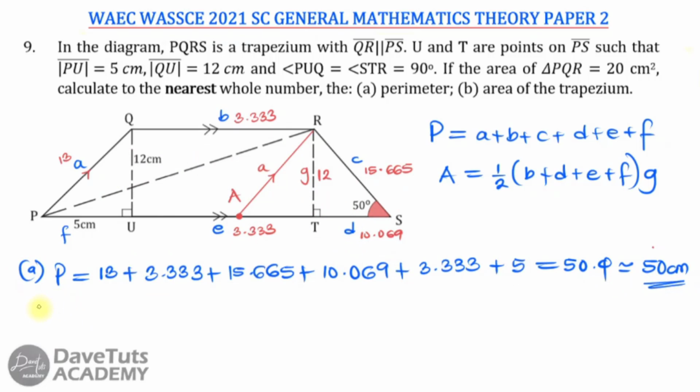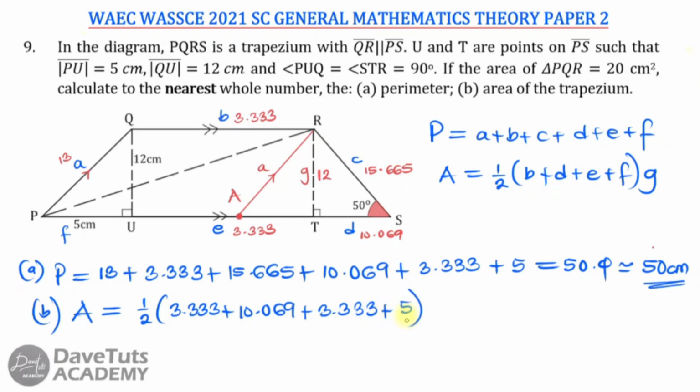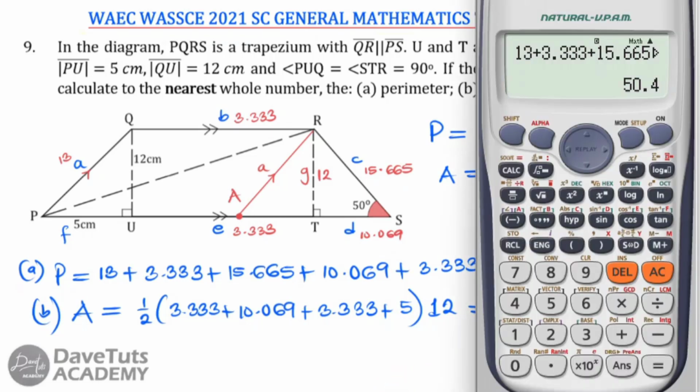Okay, quite interesting. And then in the second case, we are saying that the area of that trapezium is nothing but half multiplied by the addition of the parallel sides, which is QR and PS, that we have found to be B plus D plus E plus F. So we want to put that B is 3.333 plus D is 10.069 plus E is 3.333 plus F, that is 5, multiplied by G, which is QU or RT, and that is 12. Wow, okay. So I'll just do the one in bracket first, okay? So let's do that.